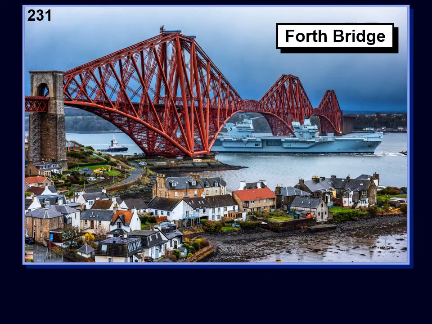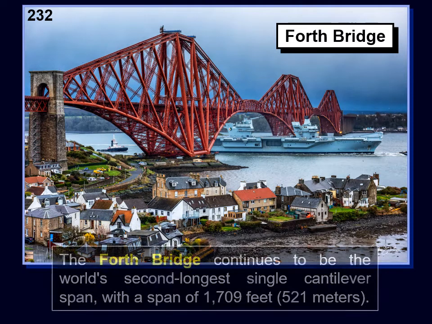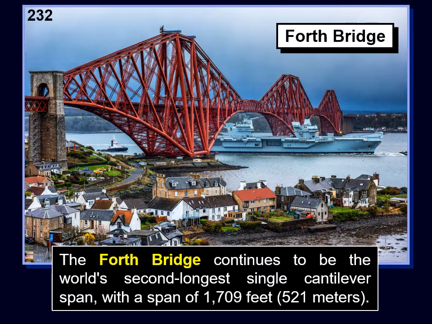The Forth Bridge was the world's earliest great multi-span cantilever bridge, and has a total length of 1.5 miles, 2.5 kilometers. When it opened it had the longest single cantilever bridge span in the world, until 1919 when the Quebec Bridge in Canada was completed. The Forth Bridge continues to be the world's second longest single cantilever span, with a span of 1,709 feet, 521 meters.